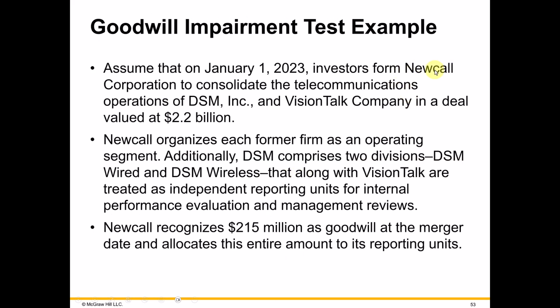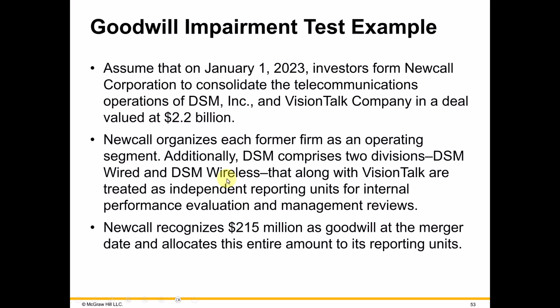This is Procall, and it forms a couple of subsidiaries. One is this DSM, and another is Vision Talk. So this is the parent, and it has two subsidiaries. And this DSM subsidiary has two different divisions, one called Wired and one called Wireless.